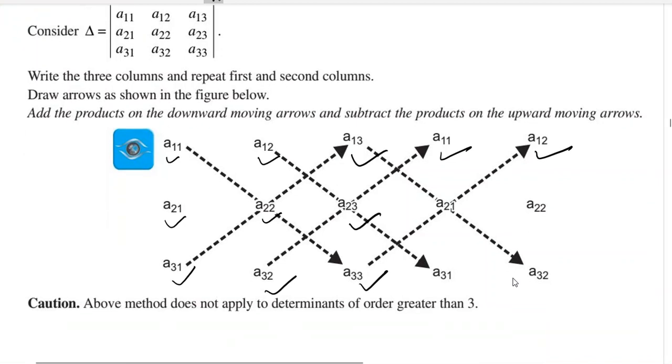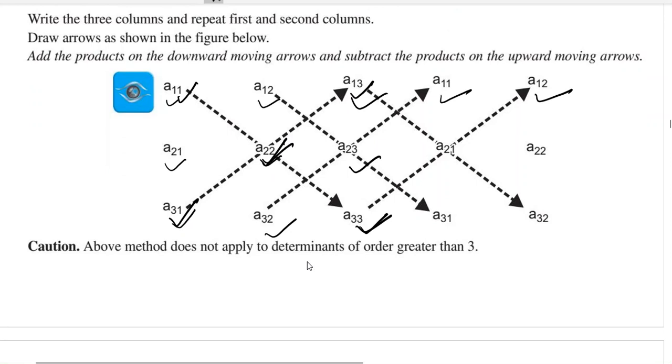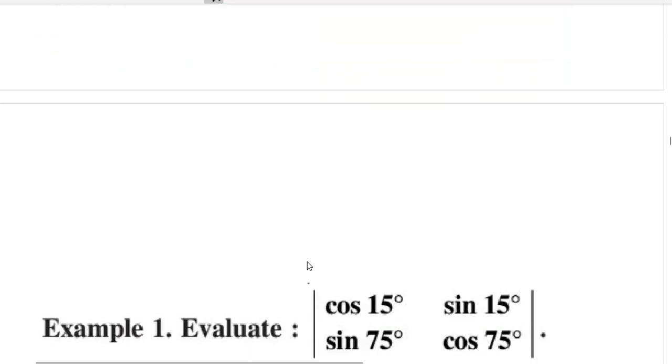Draw arrows as shown in the figure. You see the arrows shown here. Add the product on the downward moving arrows and subtract the product on the upward moving arrows. So you have to multiply A11, A22, A33 minus A31, A22, A13, and then move ahead and do the same thing. Keep on doing same thing and you will get the determinant. But this method does not apply to determinants of order greater than 3, just up to order 3.